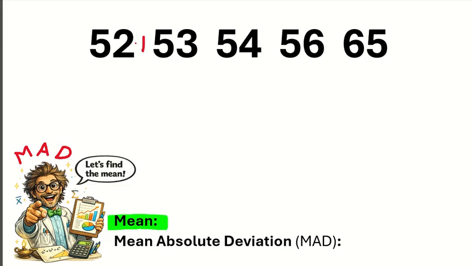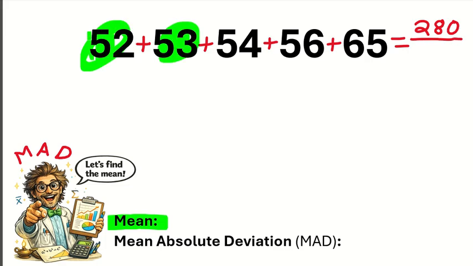So we're going to be doing 52 plus 53 plus 54 plus 56 plus 65. And if we add those all together, we get a sum of 280. Now, remember we have to divide the sum by the number of numbers. And we have 1, 2, 3, 4, 5 numbers. So we're going to go ahead and do 280 divided by 5. And 280 divided by 5 is going to give us a mean of 56. So our mean is 56.